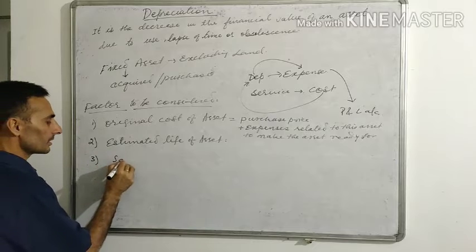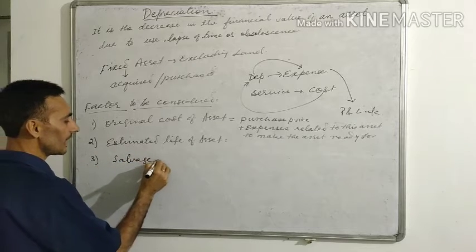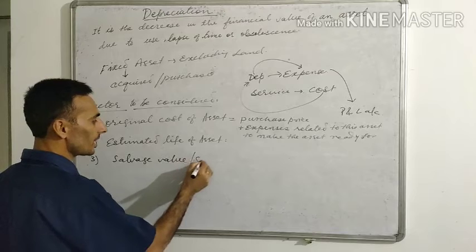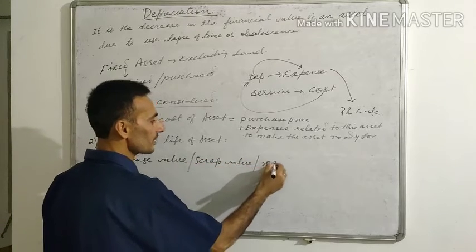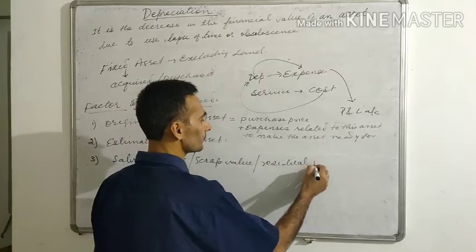Number 3, salvage value, which is also known as scrap value, also known as residual value.